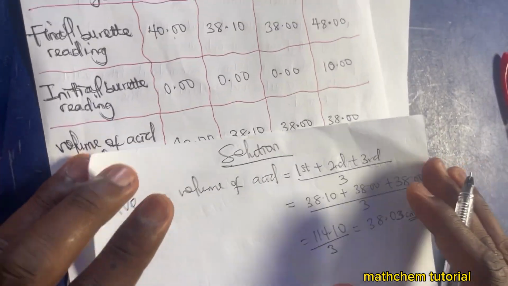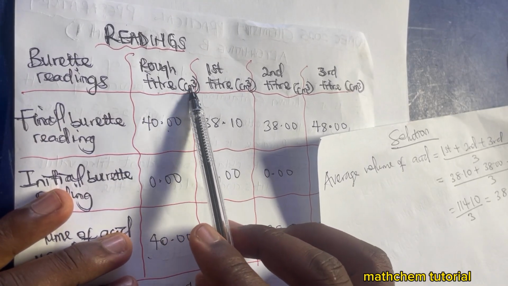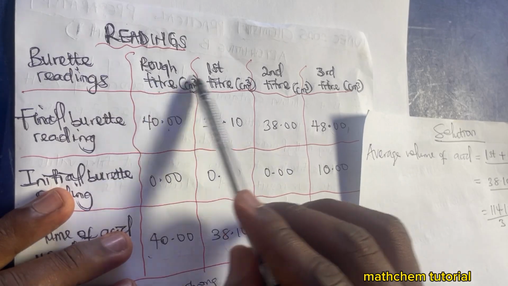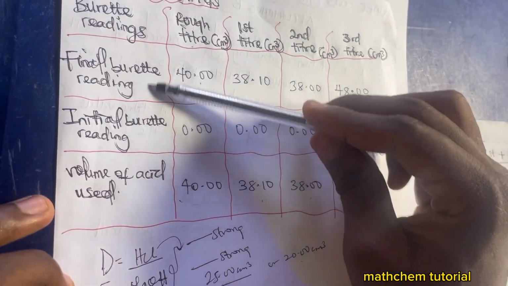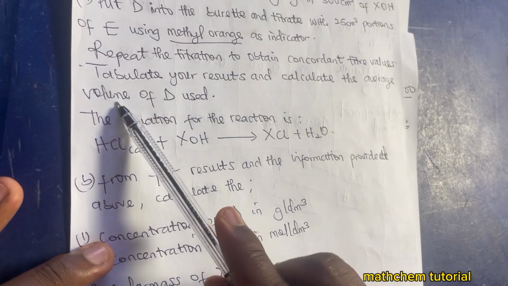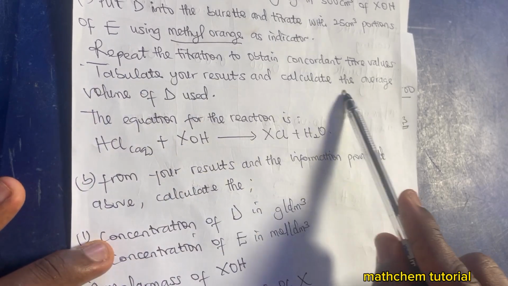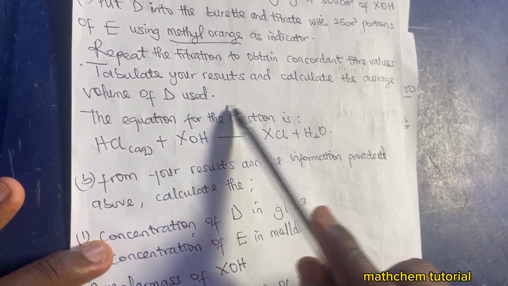Ensure you put the cm cube there. Also, lest I forget, when you are writing this, always put your centimeter cube here. It's very important. Is that how you put it here or you put it here? Any one of the two you want to use is okay. So now I find the average. I've calculated the average volume of D used, so that's it.